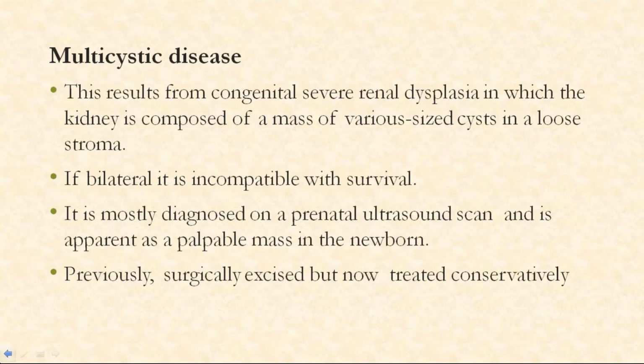Then multicystic dysplastic kidney, MCDK. This results from congenital severe renal dysplasia in which the kidney is composed of a mass of cysts of various sizes in a loose stroma. If bilateral, it is incompatible with survival of the fetus. It is mostly diagnosed on prenatal ultrasound scan and is apparent as a palpable mass in a newborn. So the most common cause of a palpable mass in a newborn is multicystic dysplastic kidney. Previously surgically excised, but now it is treated conservatively.